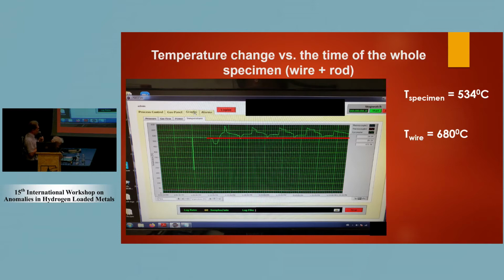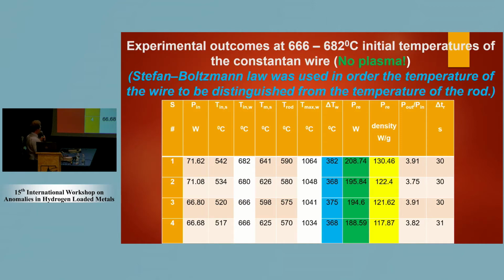In order for the specimen to be re-established and a new experiment to begin, we have to apply a degassing process for 3 minutes. And after that, we can repeat exactly the same experiment. So now, the comments. This is the input power in watts.